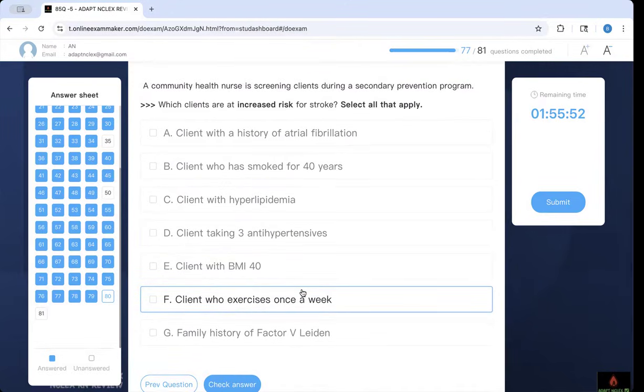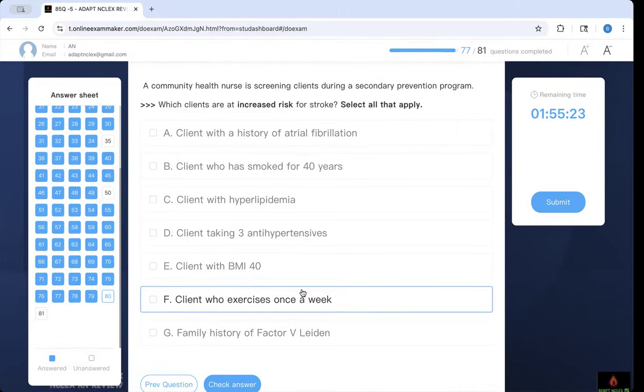Health promotion. A community health nurse is screening clients during a secondary prevention screening, right? Which clients are at increased risk of stroke? Community health nurse is screening clients during a secondary prevention program. Who has increased risk of stroke? Select and apply. Risk factor for stroke. Atrial fibrillation in the history. You smoke for 40 years. You have hyperlipidemia. You take blood pressure medication, 3 of them.